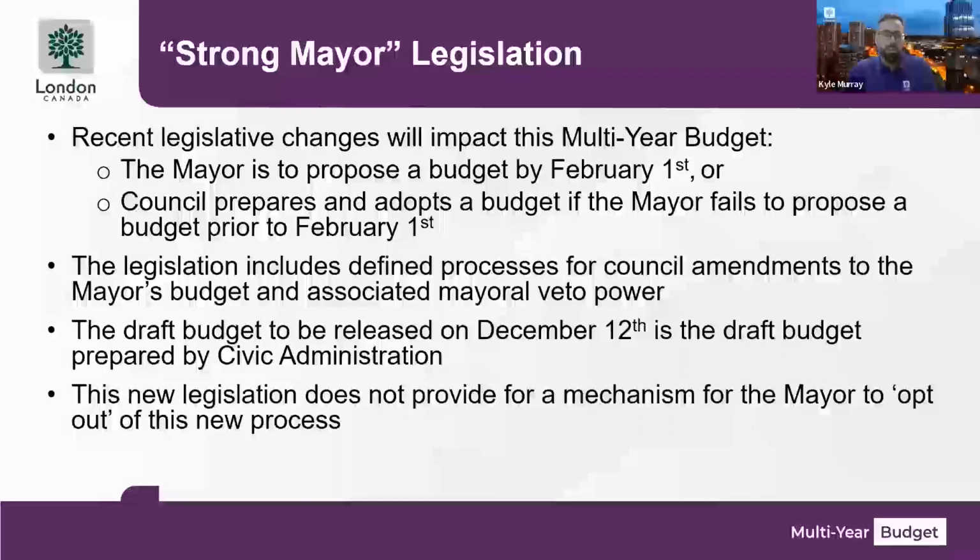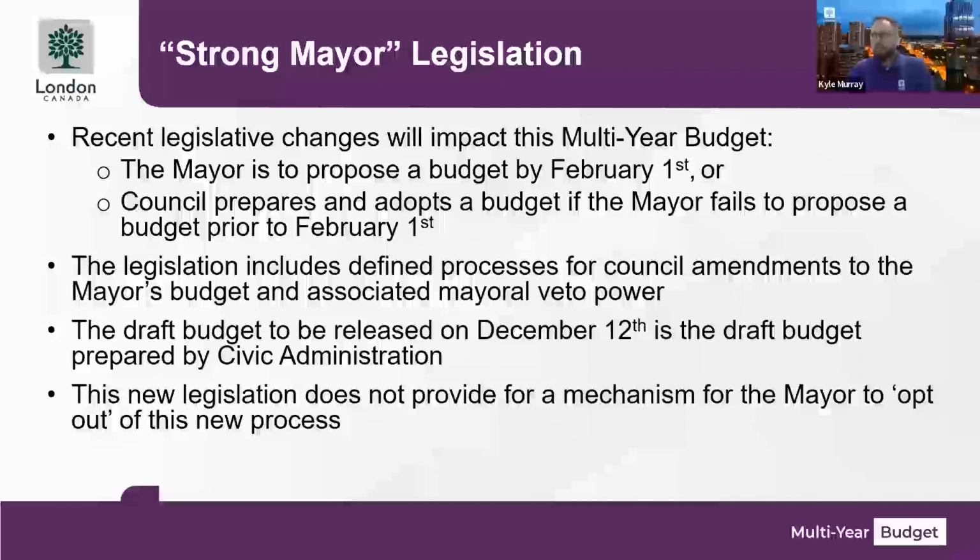I'm not going to get into all the details of that legislation here today. You no doubt have far better things to be doing on a Saturday morning, but did want to highlight just a few key points because it may impact our budget process this year. So the legislation says that the mayor is to propose a budget by February 1st, or failing that, if he does not, council then takes responsibility for preparing and adopting a budget if the mayor does not do so by February 1st.